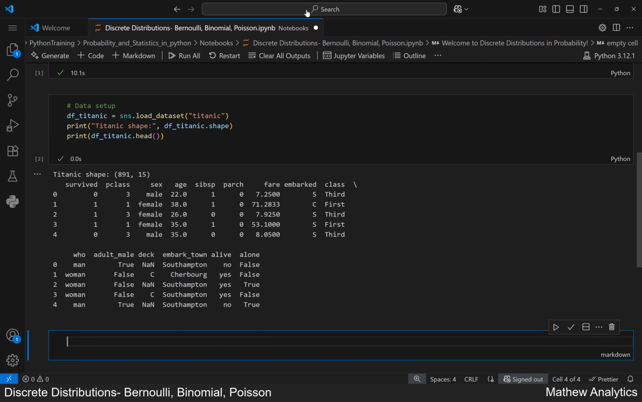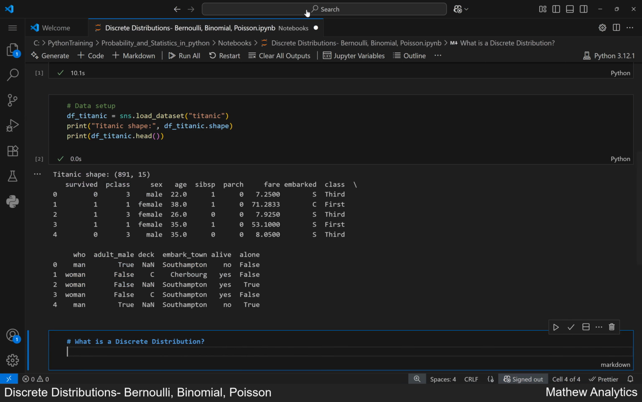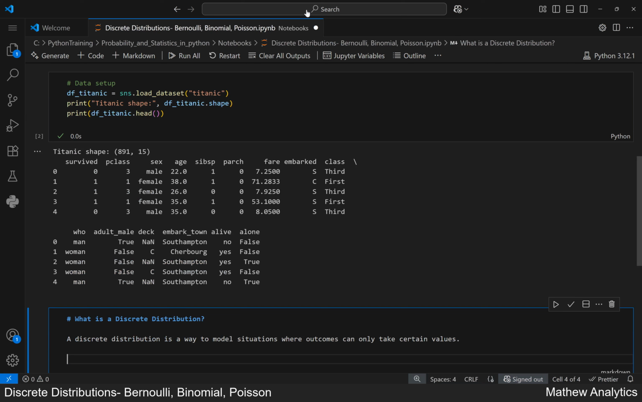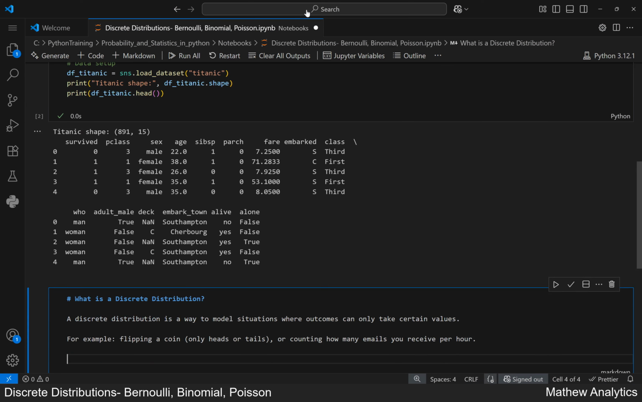What is a discrete distribution? A discrete distribution is a way to model situations where outcomes can only take certain values. For example, flipping a coin only heads or tails, or counting how many emails you receive per hour. Let us start with the Bernoulli distribution.